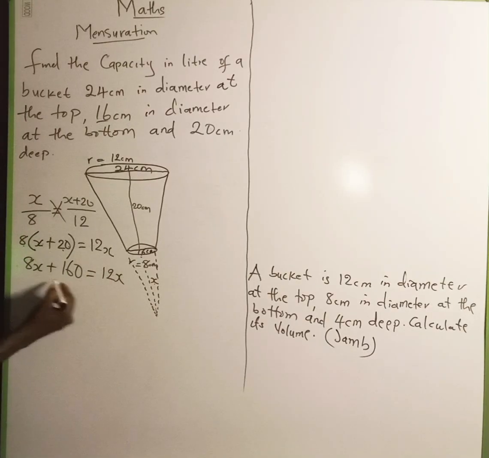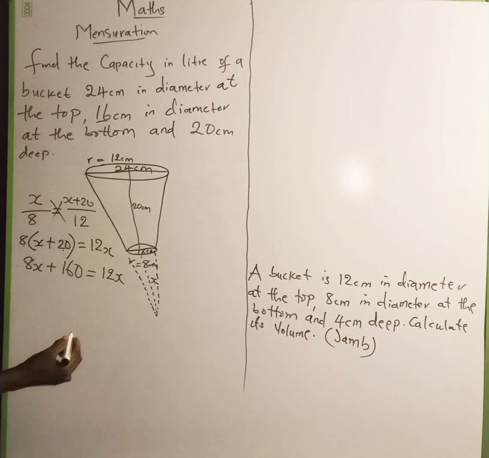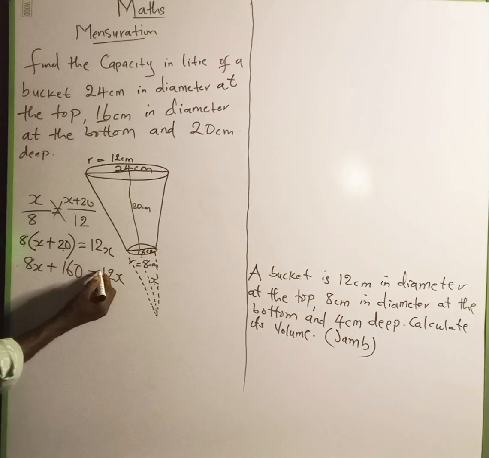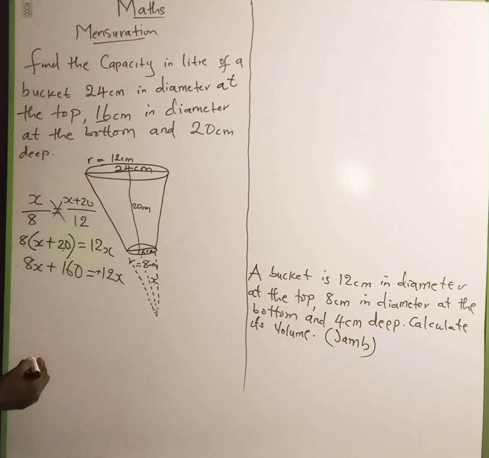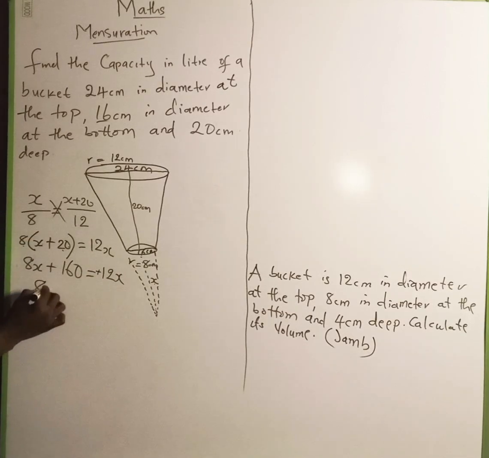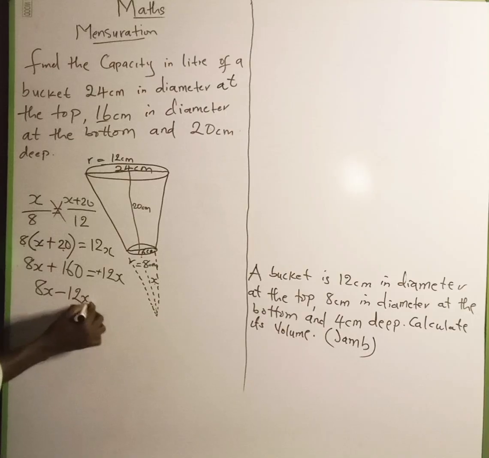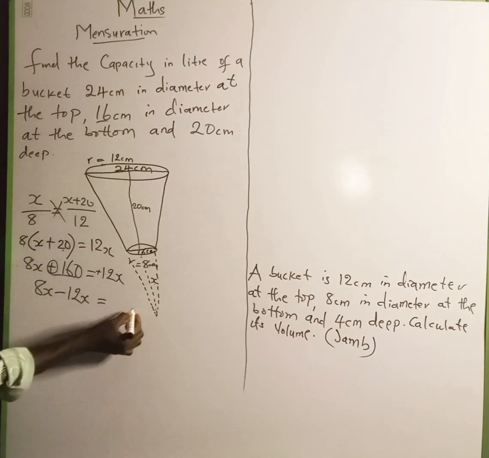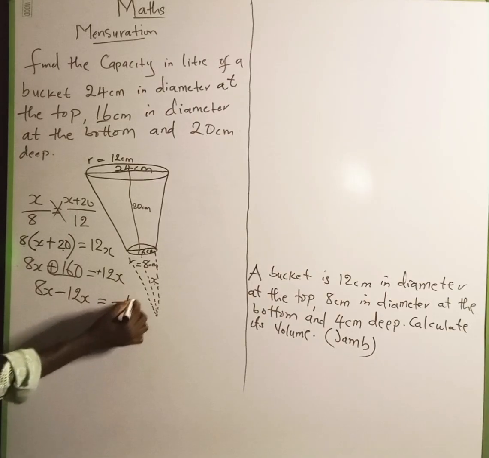Equal to 12x. At this point, we'll collect like terms. The one that has x, bring it to this side. The one that does not have x, we can take it to this side. So bringing this to this side, since there is no sign here, it means there is a positive sign there. So we now have 8x. This crosses the sign of equality, changes to minus 12x, equal to, here is plus. When this one crosses to this side, it will change to minus 160.